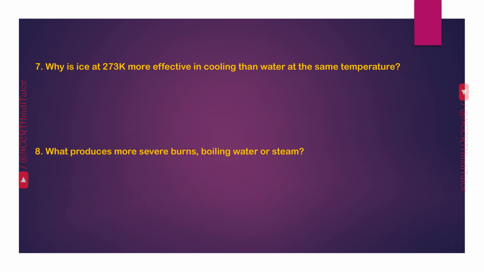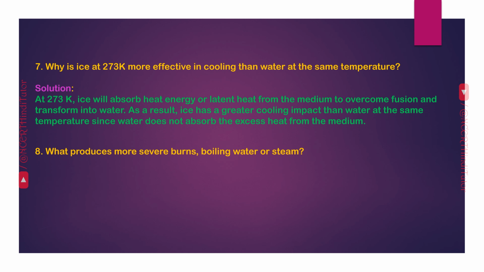Question 7. Why is ice at 273 Kelvin more effective in cooling than water at the same temperature? Answer. At 273 Kelvin, ice will absorb heat energy, or latent heat, from the medium to overcome fusion and transform into water. As a result, ice has a greater cooling impact than water at the same temperature, since water does not absorb the excess heat from the medium.